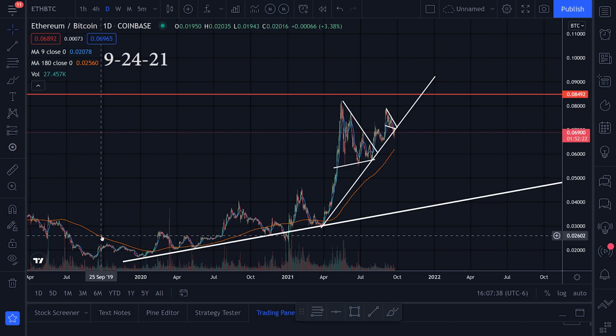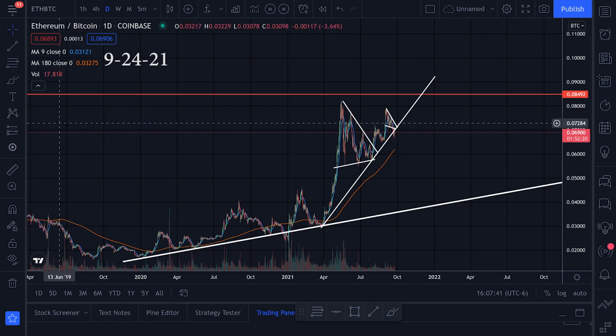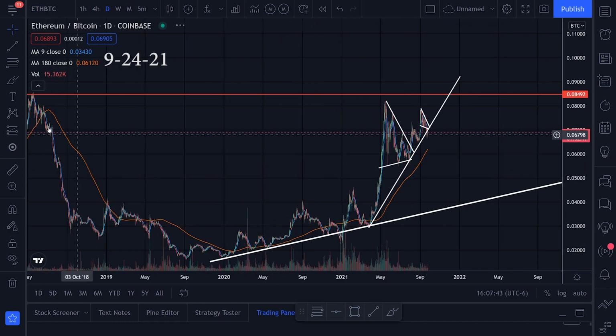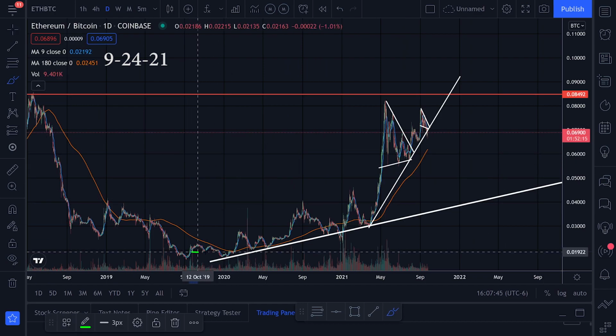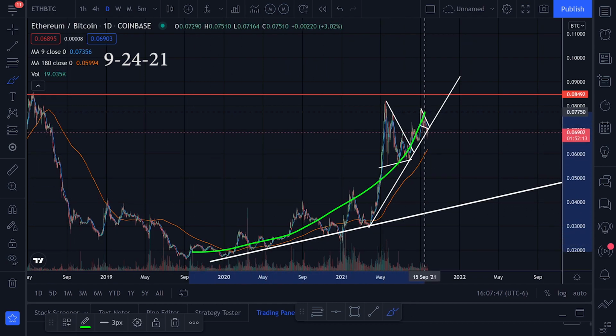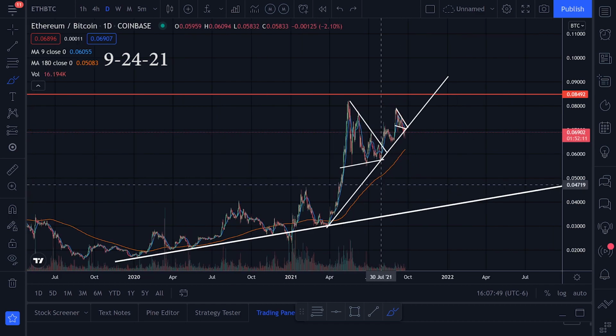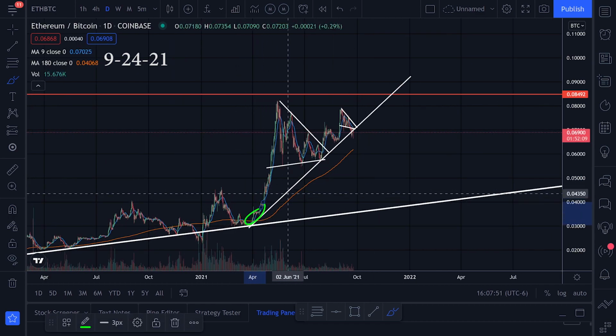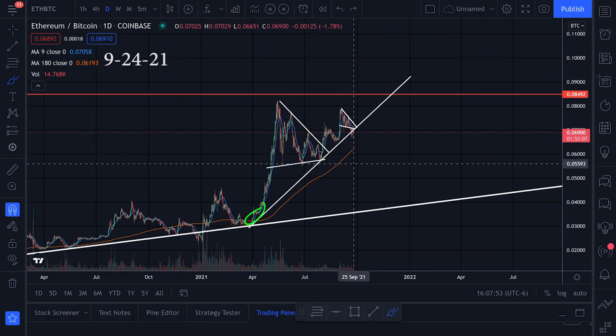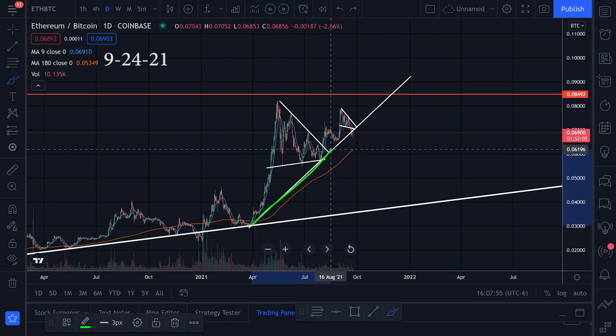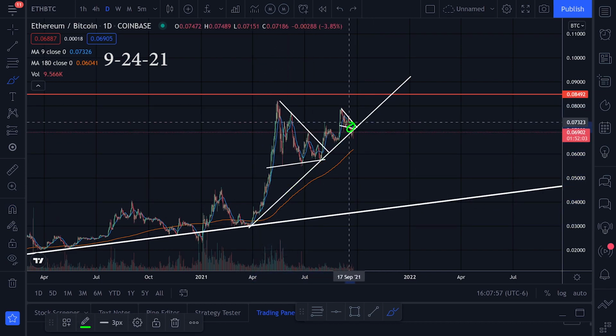Okay, so this is kind of interesting. We're looking at Ethereum compared to Bitcoin, and we've been looking at this chart on my channel for a while. We have this big uptrend going something like this. We actually had support right here and support right here, giving me this uptrend. It looks like we are really testing it right now.